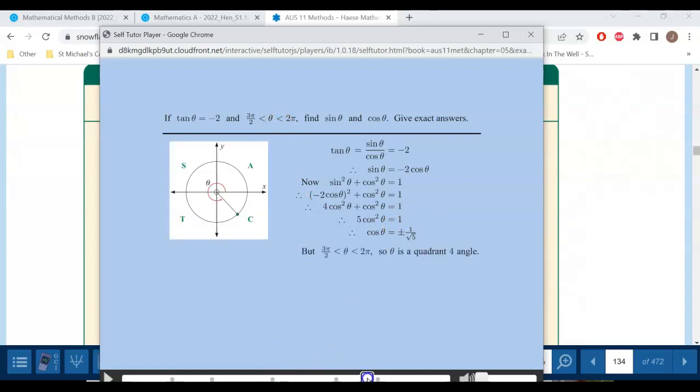So cos theta is going to be positive in this quadrant, and sine of theta is going to be negative. So we know that our cos value is going to be 1 over square root of 5. And look at this, we know that sine theta is equal to minus 2 cos theta. So let's substitute the value of cos theta into this, so then we can find our value of sine theta. So sine theta is going to be minus 2 times 1 over square root of 5, which gives us minus 2 over the square root of 5.